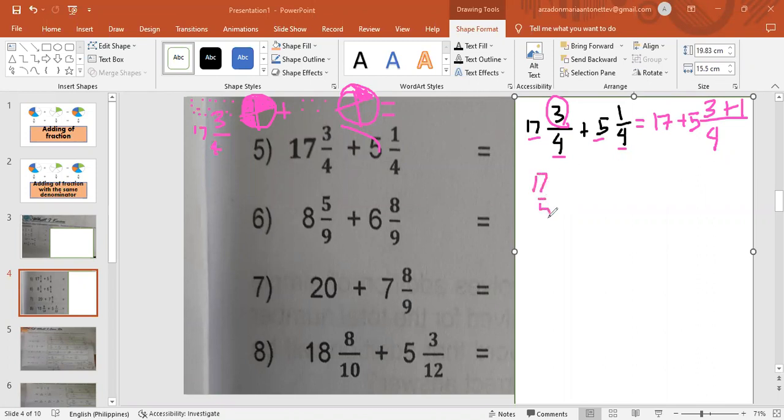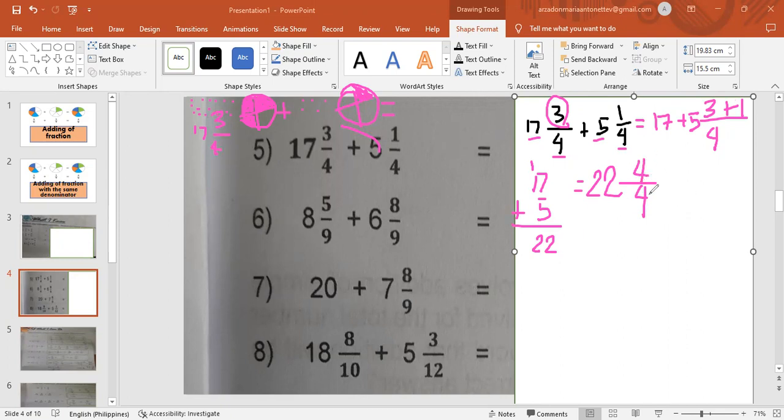Let's write it here so that you can see it. 5 plus 7 is 12. Carry 1, plus 1 plus 2 is 22. So we have 22, the whole number. And then, when you add these two fractions, copy the denominator, simply add this one. 3 plus 1 is 4. Okay? 3 plus 1 is 4.